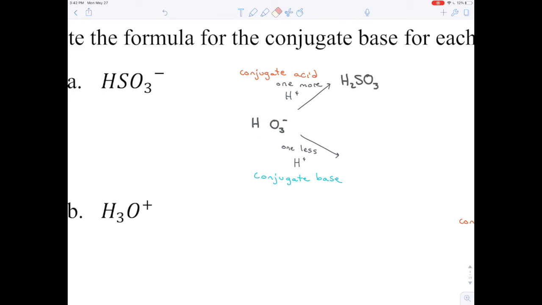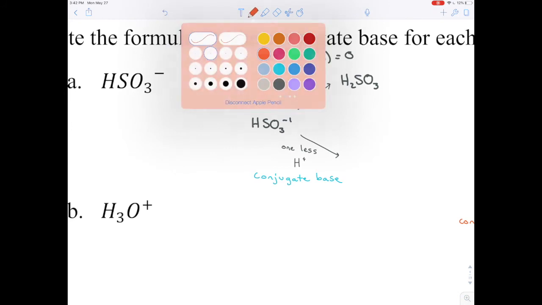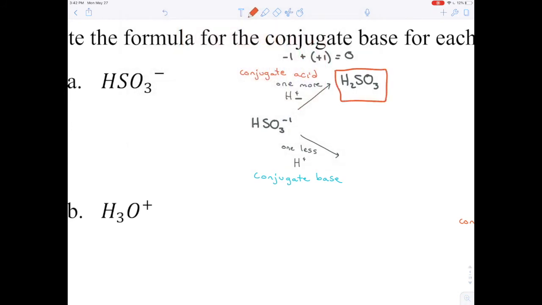So much for the H's. Now let's think about the charge. At the top right of this molecule, there's a minus 1. If a number is ever not written with a charge, then it's an implied 1. So minus 1. If we add plus 1 to that, minus 1 plus 1 gives you a total of 0, and we wouldn't write anything in the top right of this new molecule. The overall charge would be 0, and H2SO3 is the conjugate acid of HSO3 minus.